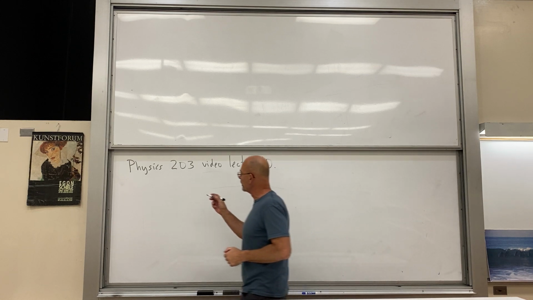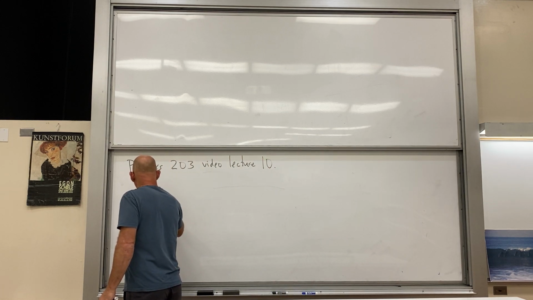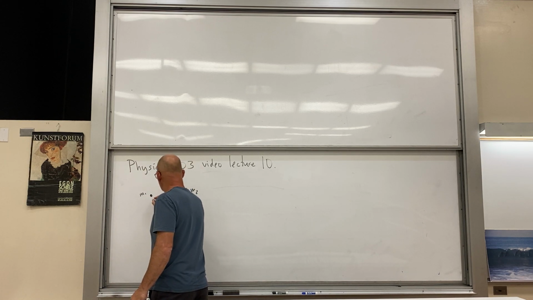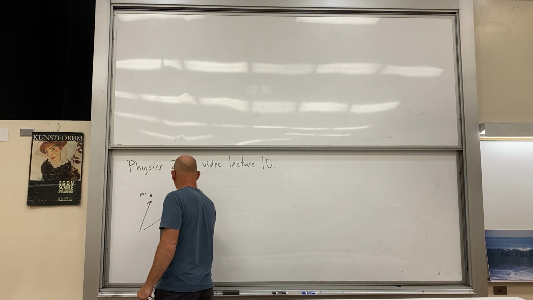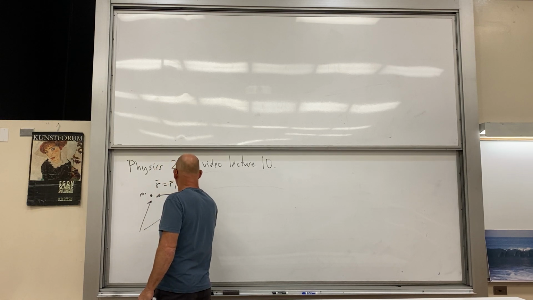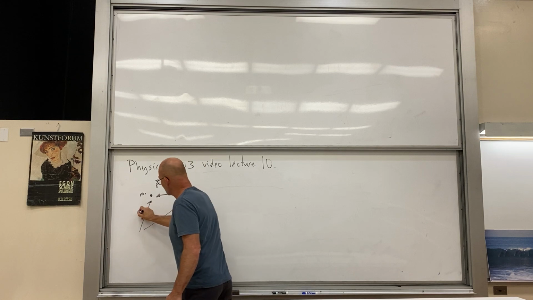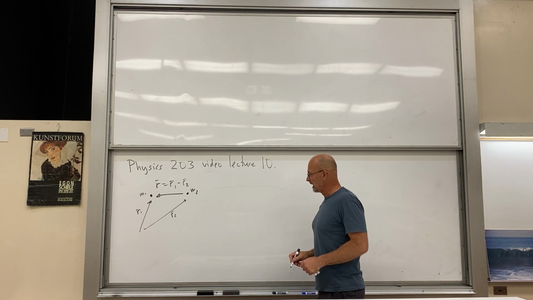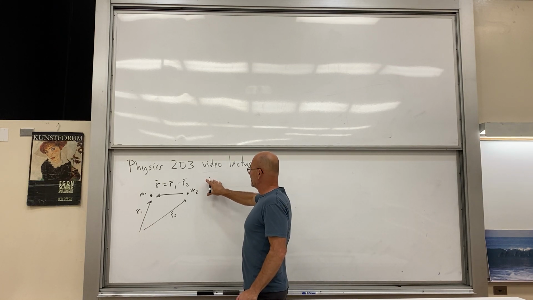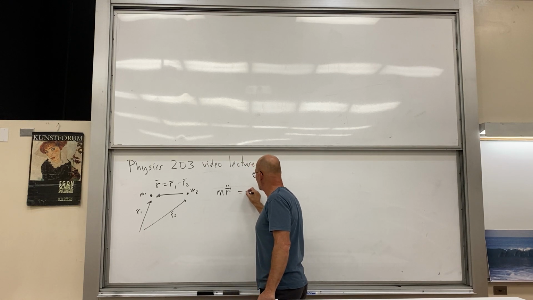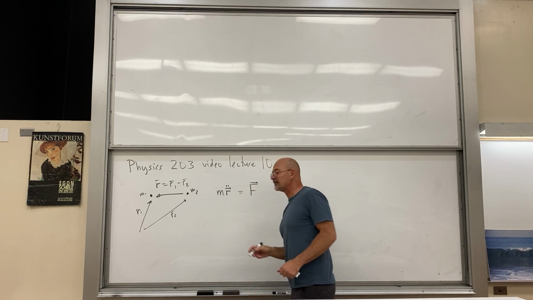So I'll remind us where we were. We started with two bodies, M1 and M2, and their positions. And we defined this difference vector, which can be expressed in terms of the original two vectors as well. And we were able to get the differential equation for that difference vector equal to F, like that.